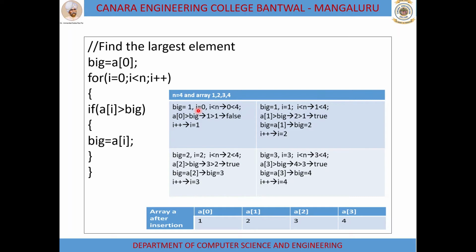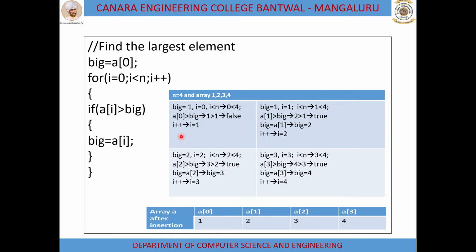So for i equal to 0, i is less than n, i plus plus. First i is 0, n is 4. So 0 less than 4, the condition is true, and control will go inside the for loop. Now, if a of i is greater than big, a of i is now a of 0, the value stored is 1. The value in big is also 1. So 1 is greater than 1, the condition is false. So the control will go to the updation statement i plus plus.